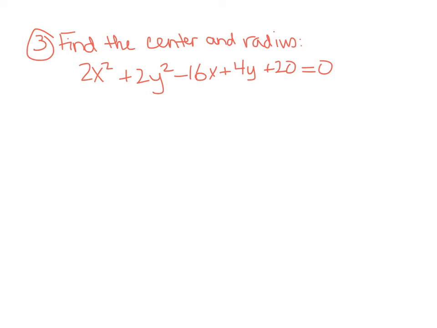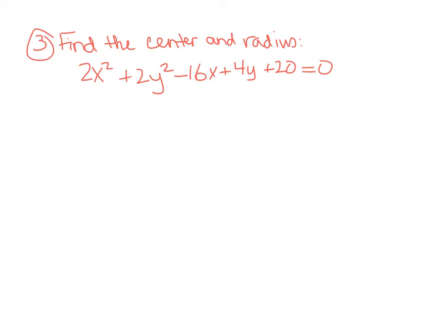So this next type of problem is a little bit challenging. We have to find the center and the radius of the following circle. We have 2x^2 + 2y^2 - 16x + 4y + 20 = 0. So in order to do this type of problem, we have to get the equation in standard form. That was the one that we had at the very beginning, (x - h)^2 + (y - k)^2 = r^2. So we are going to be using completing the square.